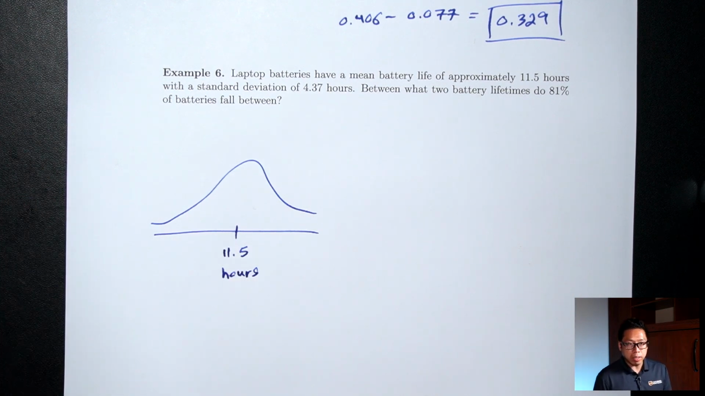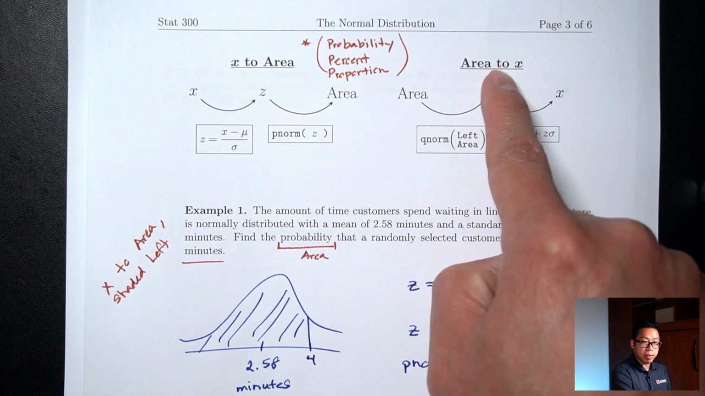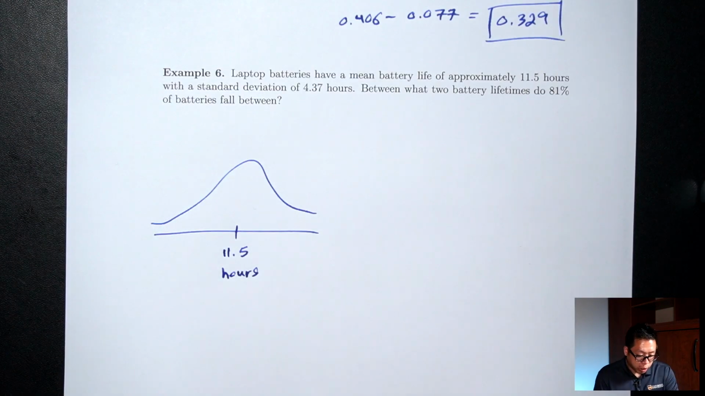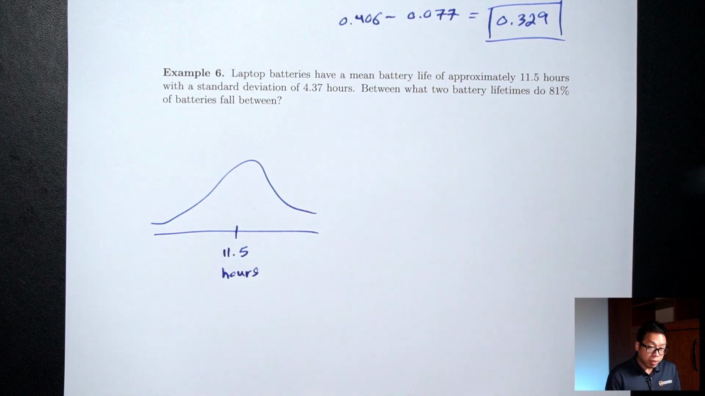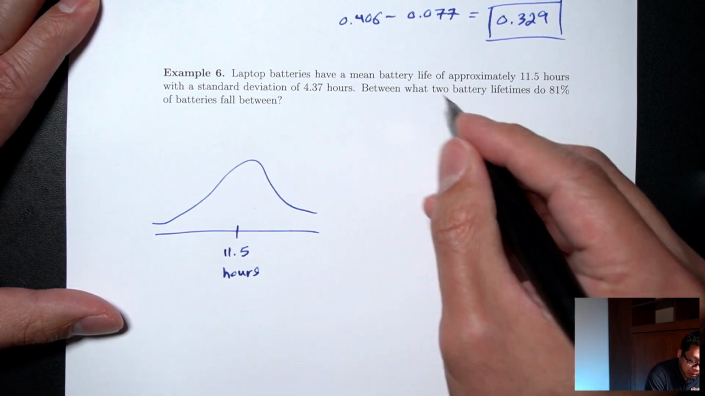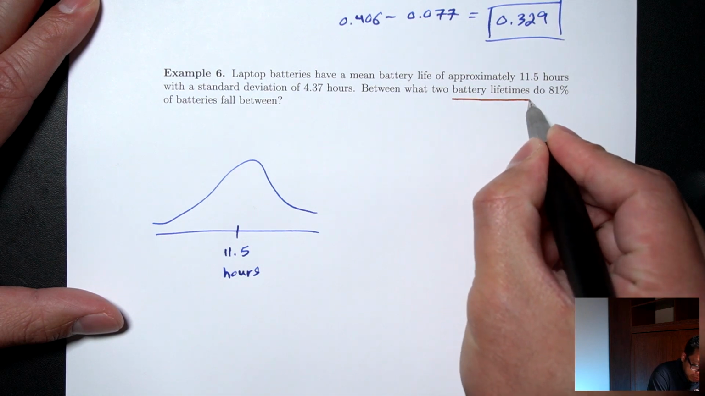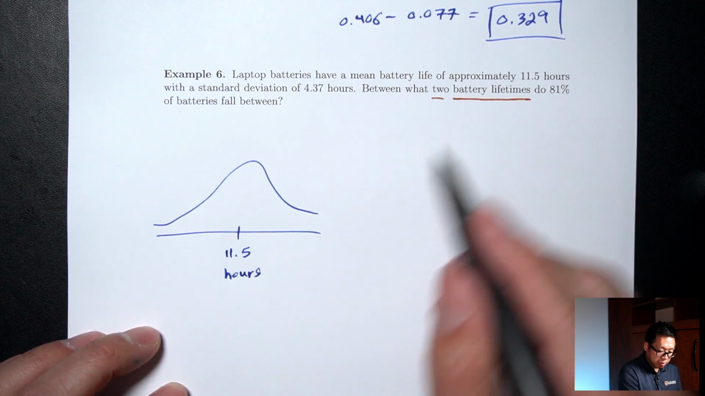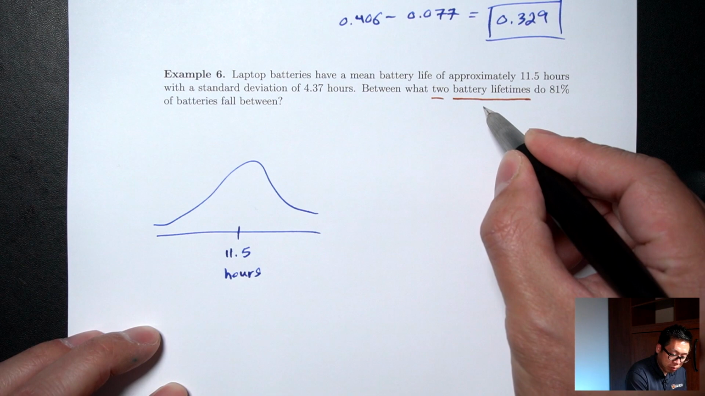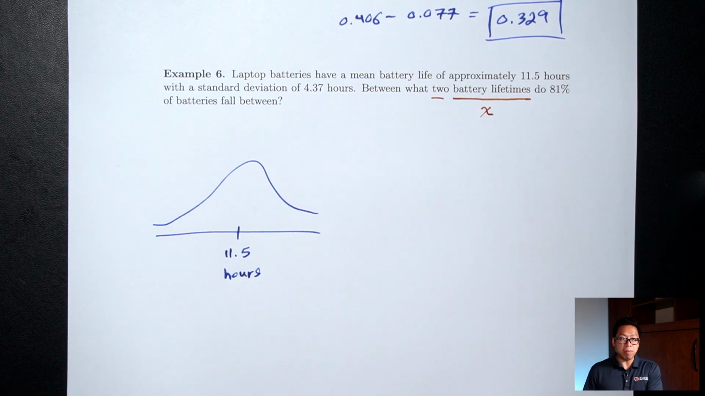Next thing we need to decide is whether this is x to area or area to x. Read the question. Between what two battery lifetimes? So I want to find two battery lifetimes. Battery lifetimes, those are the hours, right? So I'm looking for two x's as my final answer. I want to end with x's. So this would have to be an area to x question.